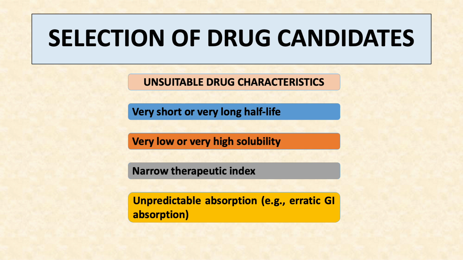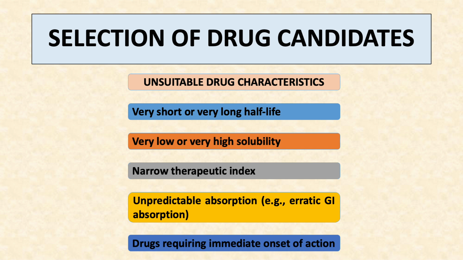Next, unpredictable absorption. Drugs that depend on specific pH conditions, enzymes, or localized absorption windows may fail in controlled drug delivery systems because the release location and rate cannot be perfectly controlled. And second, this leads to variable bioavailability.